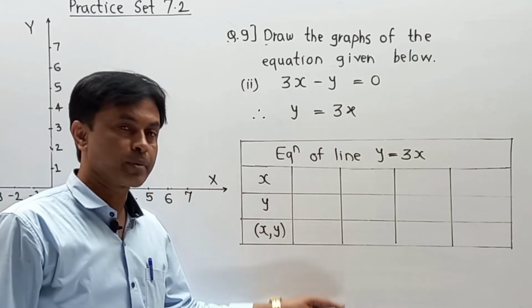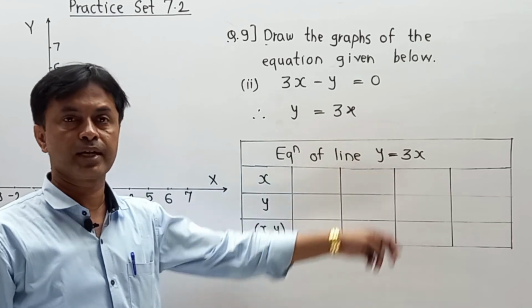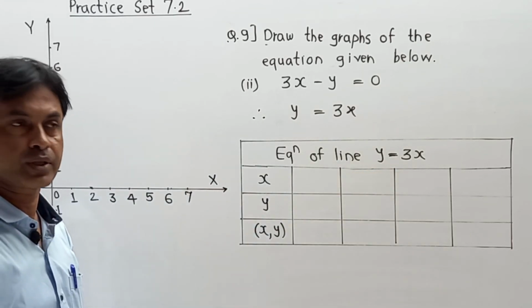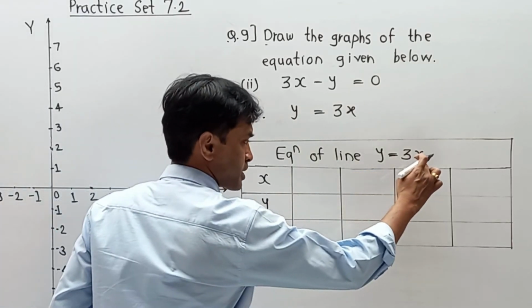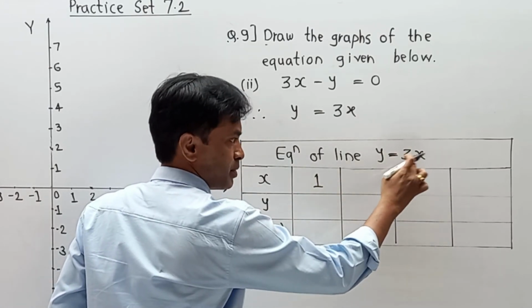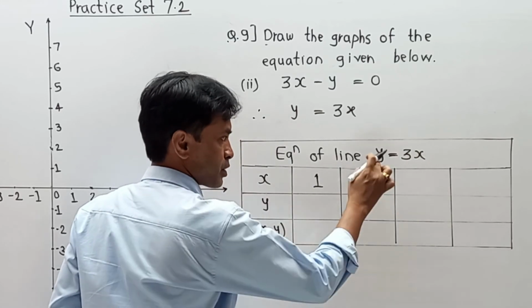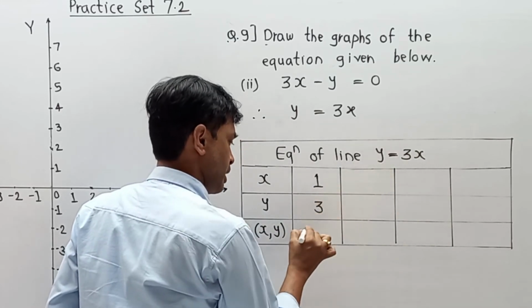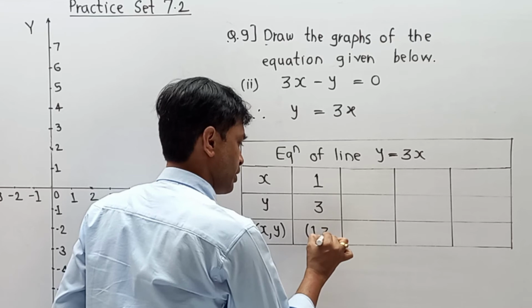Now I am not going to represent the calculation over here, please pay attention directly, because we must have a practice for that. If I am going to put the value of x as 1, 3 into 1 means 3. So the value of y becomes 3, and our point or coordinate point becomes 1, 3.